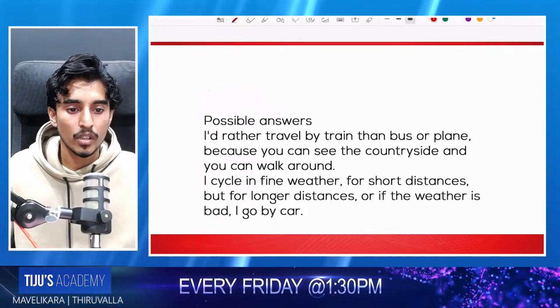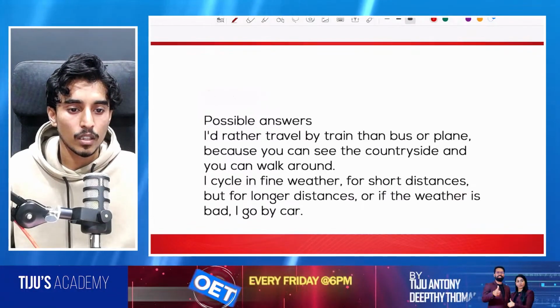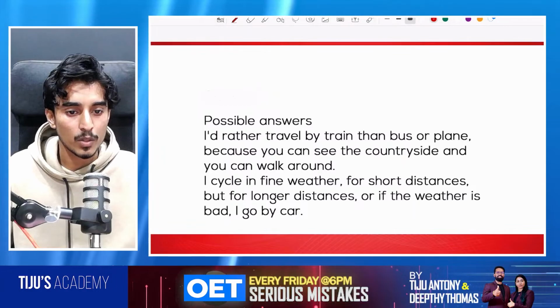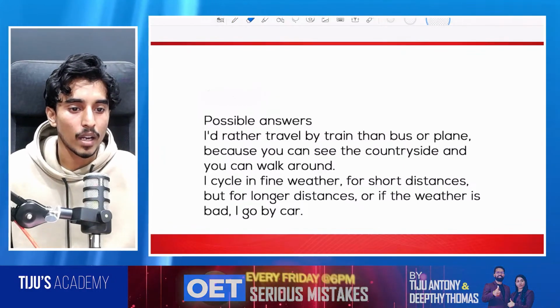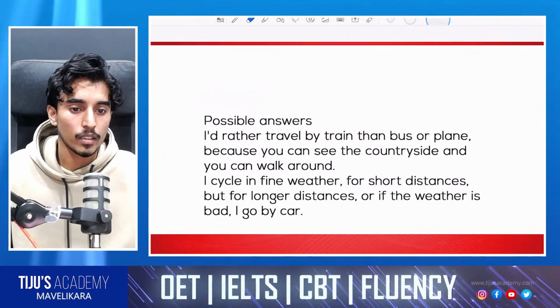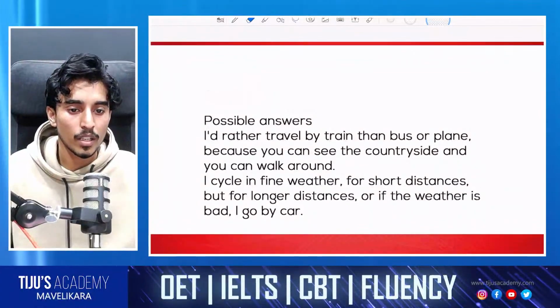If cycling or any kind of public transport is not convenient for you, you can usually travel by air, by using an airplane. So that is a common answer. That will be a possible answer for that question.